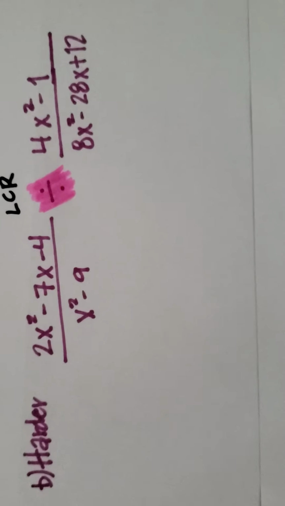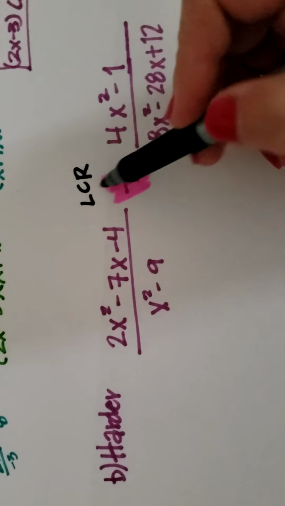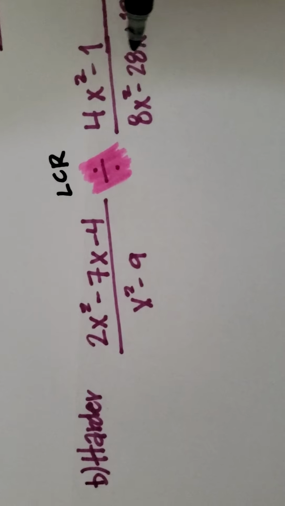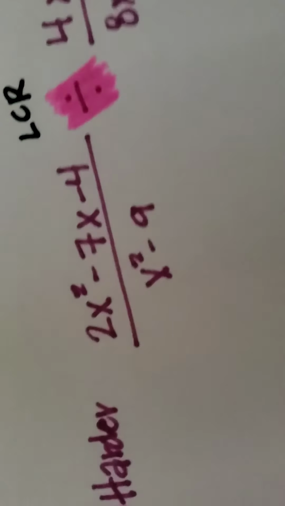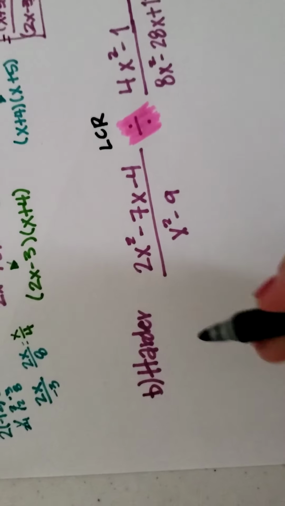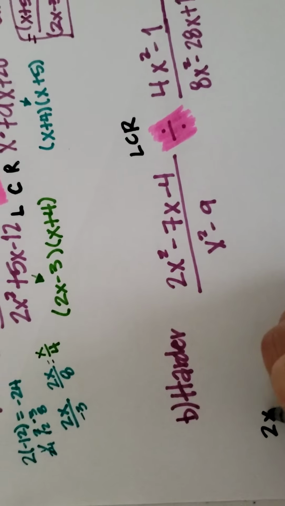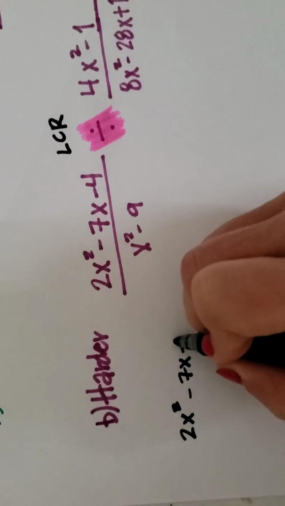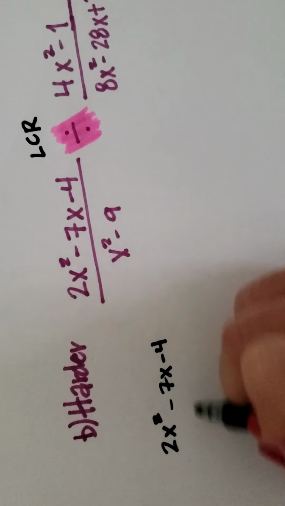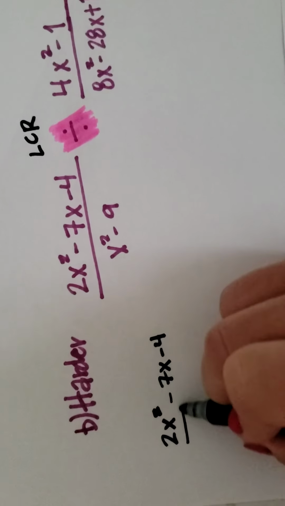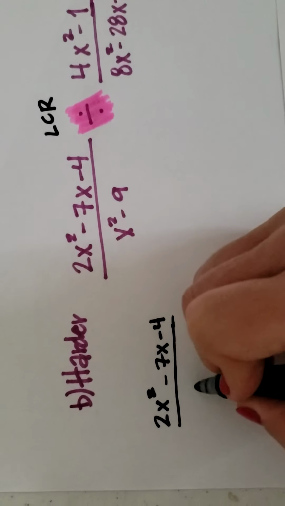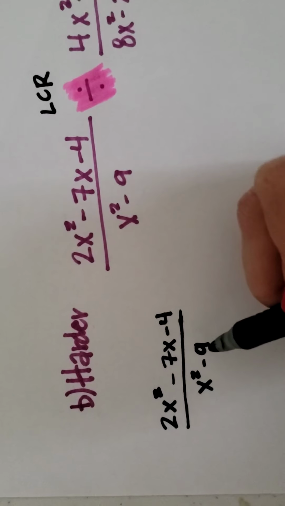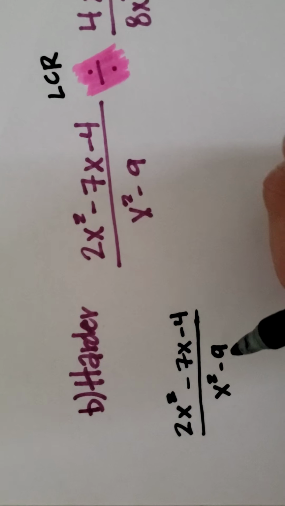I'm going to rewrite this now in the LCR form. I'm going to change it from a division to a multiplying problem and then flip this over. All right, so rewriting my problem, back this up a little bit so you guys can see. That's going to be 2x squared minus 7x. And I can already identify that I'm going to have to do Cali method on this so that I can factor that. That's going to be over my x squared minus 9. I can recognize this is the difference of perfect squares, so I'm going to use that when I factor that.